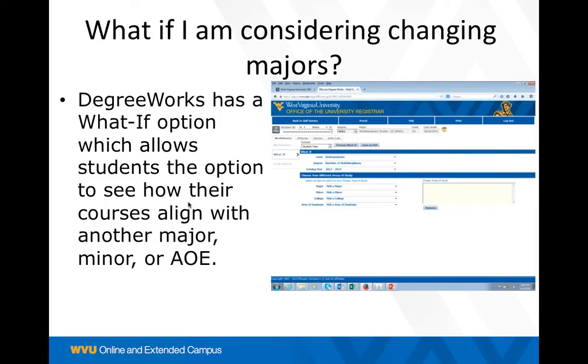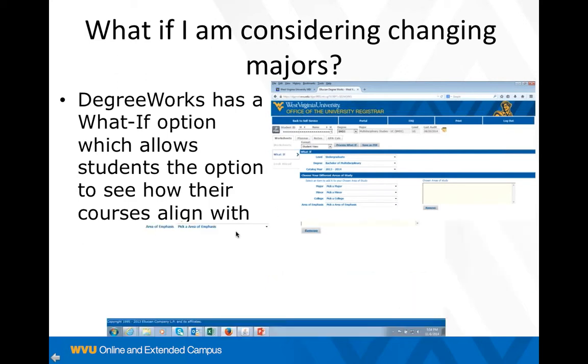All right, everyone, I'm going to take over from here, and we're going to talk about what will happen if you're considering changing your major. Did you know that DegreeWorks has a what-if option that actually allows you to see how your courses would align if you were to choose another major or another area of emphasis? And it's right here, actually. There's the what-if option, okay? And we're just going to discuss that a little bit further on each screen here.